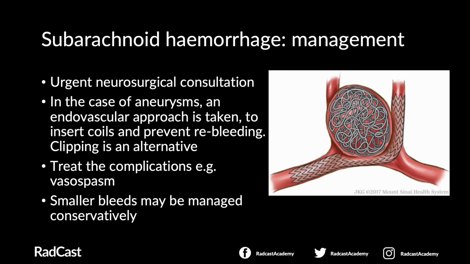So in terms of the management of subarachnoid hemorrhage, like all the other extra-axial hemorrhages, you'll need to consult with neurosurgery. In the case of a ruptured berry aneurysm, an endovascular approach is normally taken. This is a minimally invasive procedure whereby a catheter is inserted into the arterial system in order to reach the aneurysm in the brain. Once the aneurysm has been reached, coils are inserted to prevent further bleeding of the aneurysm.